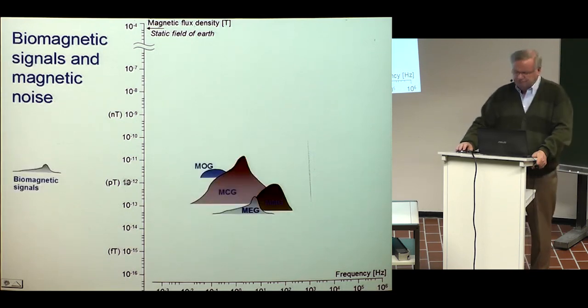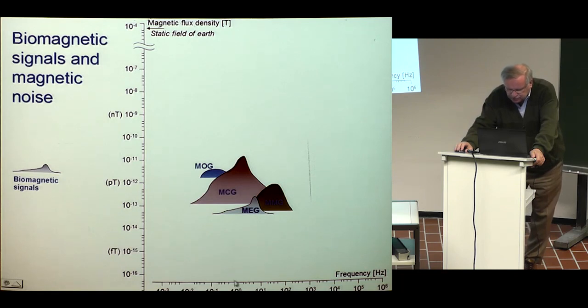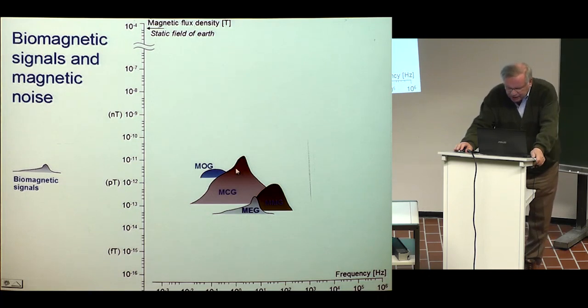The biomagnetic fields are here. The strongest biomagnetic field is the magnetocardiogram, the magnetic field produced by the beating heart. You find that, of course, that is a spectrum. The dominating frequency is 1 hertz, of course, that is just the heart beating frequency, and it is in the picotesla region.